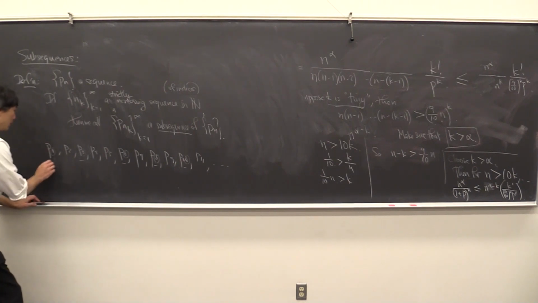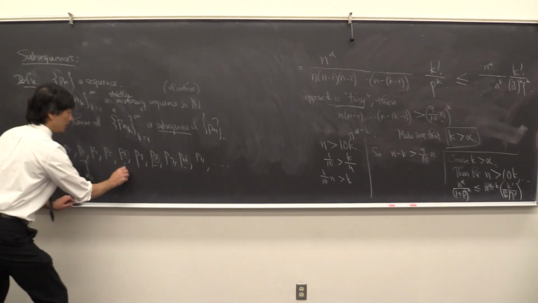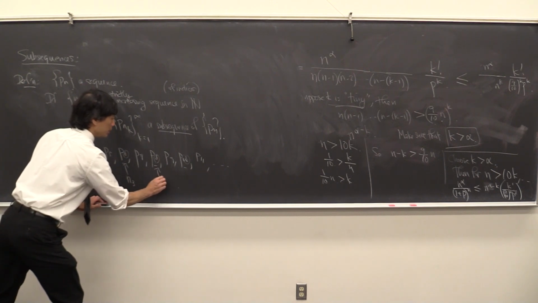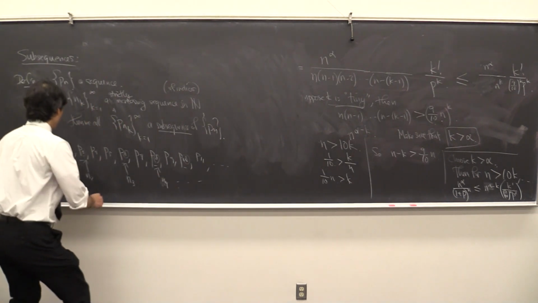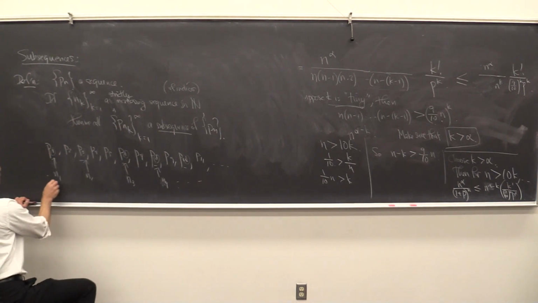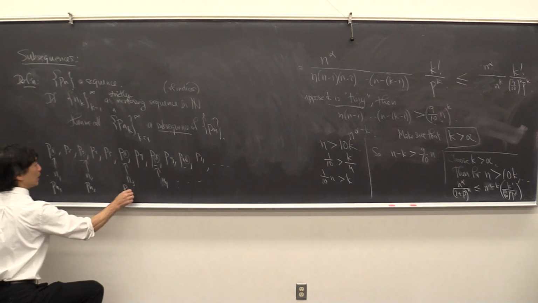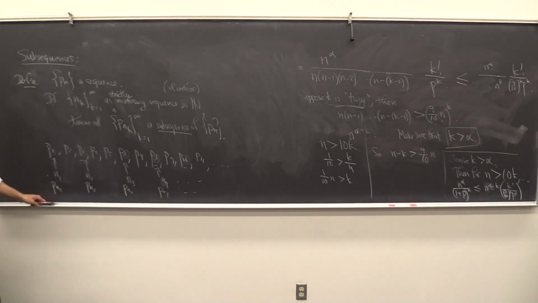So this is n1, this is n2, this is n3, this is n4, et cetera, right? And the sequence is p sub n sub 1, p sub n sub 2, p sub n sub 3, p sub n sub 4, et cetera. Okay. Is that clear what this means? Yeah, sure. Why does it have to be strictly increasing?